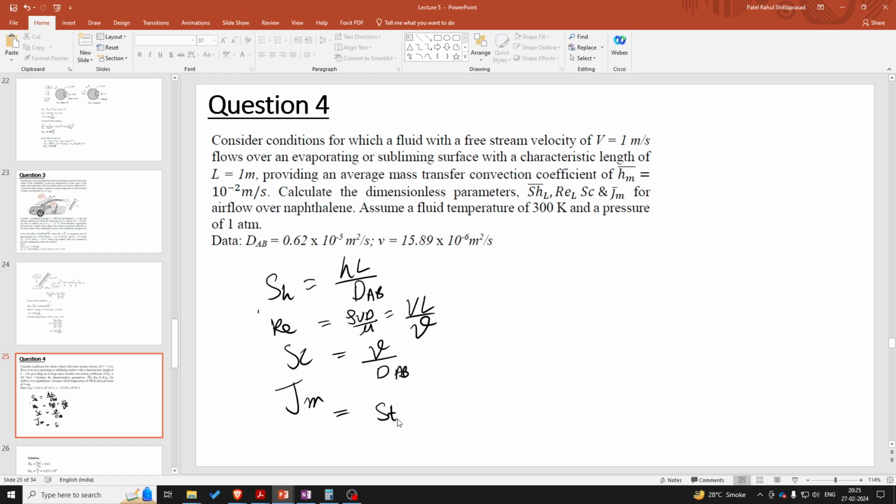And this Colburn j factor you can get as the Stanton number into the Schmidt number raised to 2 by 3, where this Stanton number is h_m upon velocity. Into the Schmidt number raised to 2 by 3. So using these formulas, try calculating the value of all these dimensionless numbers, and then I will share the solution with you.